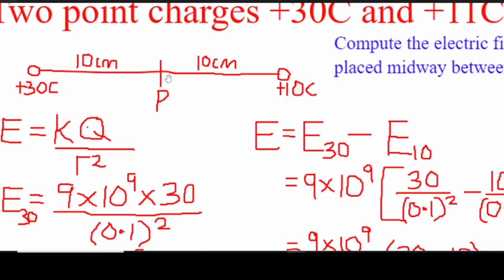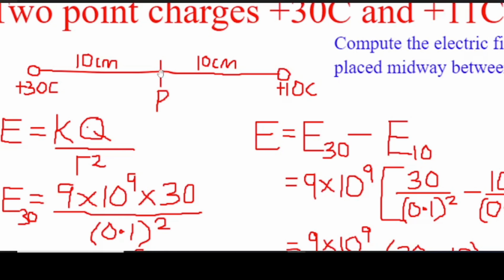Good. Now, if you place a positive test charge at point P, what will happen to the positive test charge as a result of the plus 30 coulomb charge? The plus 30 coulomb charge will repel the positive test charge to the right, to your right. Okay, good.